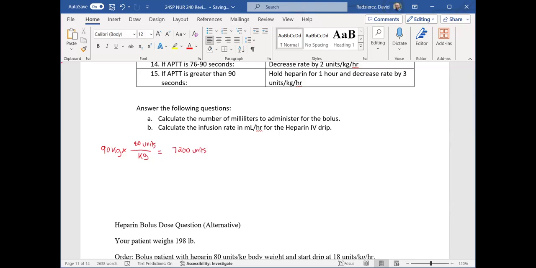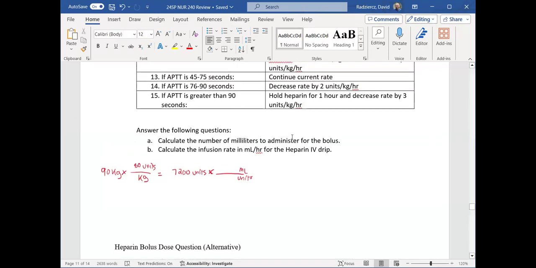Now, if this is all I was looking for, then I'd be done with the question. Unfortunately, that's not what we're looking for. We're actually looking for milliliters. So I need a way to convert units to milliliters. This is what I was mentioning before. Even without looking at anything else, I know that's my next step, looking for something that's going to help me convert units to milliliters. That, again, could help you decipher what's extraneous information and what is the important information.